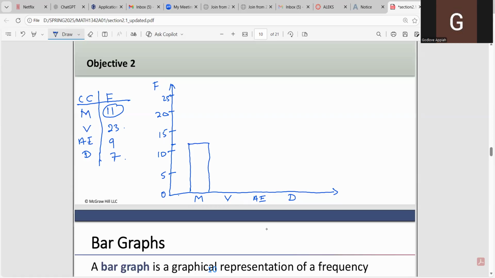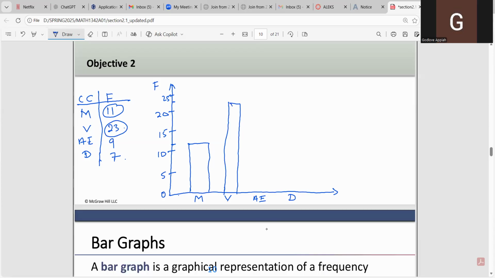And then you would draw another rectangle on top of the Visa category, and that rectangle should correspond to the frequency of that category. And the frequency here is 23. So 23 is somewhere here closer to 25. That means this rectangle would be all the way up here on top of the Visa category. Excuse my drawing, it's not to perfection. All right, so that would be the rectangle to represent the Visa category.